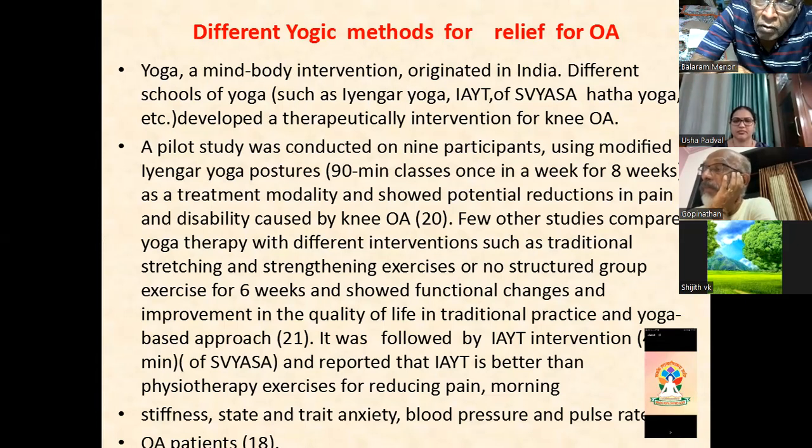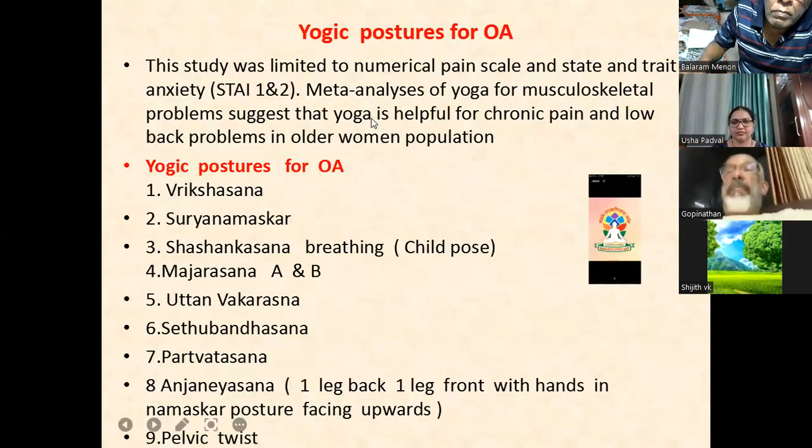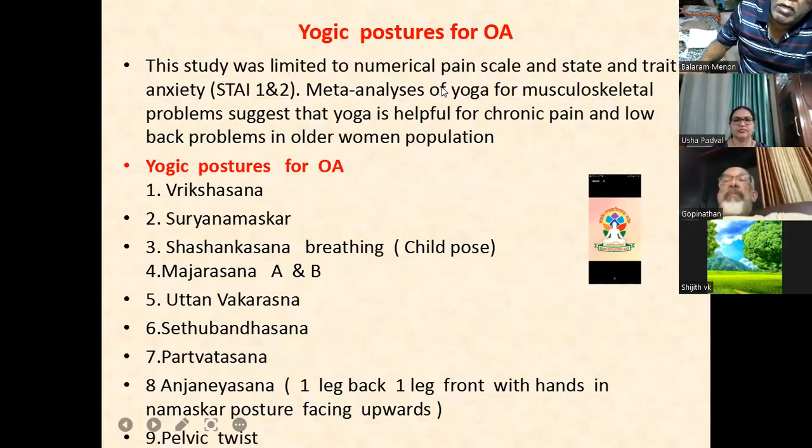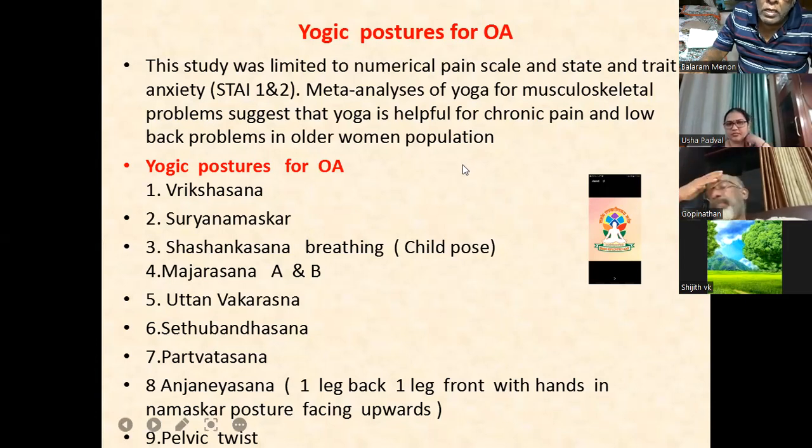It was followed by an Ayurveda intervention and reported that Ayurveda is better than physiotherapy exercise for reducing pain, morning stiffness, state and trait anxiety, blood pressure, and pulse rate. These are for osteoarthritis patients. The study was limited to numerical pain scale and state and trait anxiety. Meta-analysis of yoga for musculoskeletal problems suggests that yoga is helpful for chronic pain and low back problems in the older women population. What are the yogic postures?